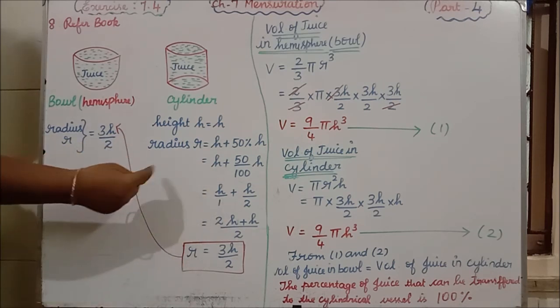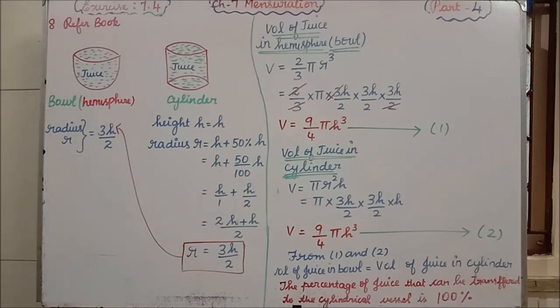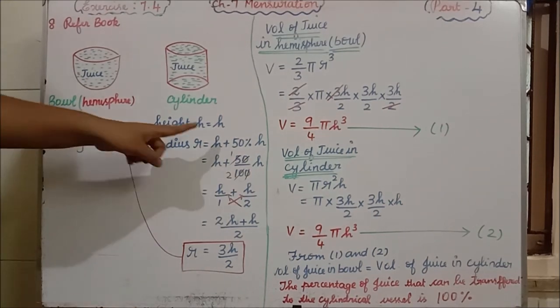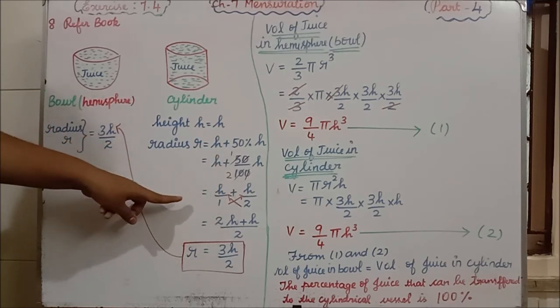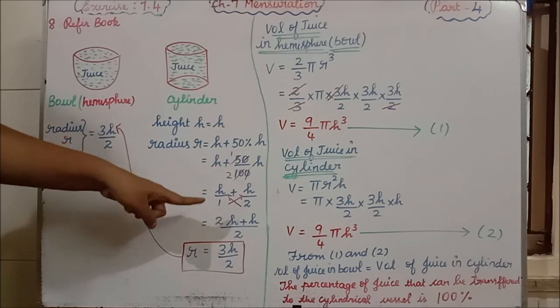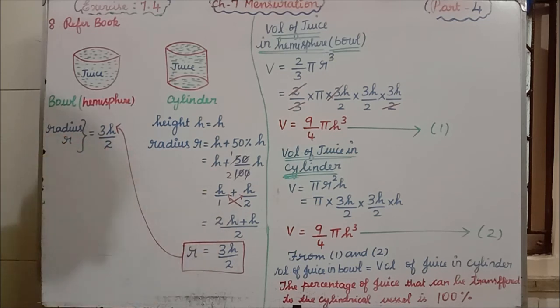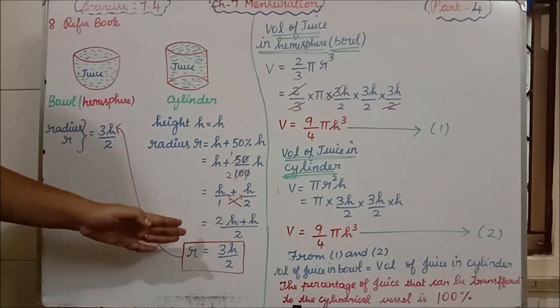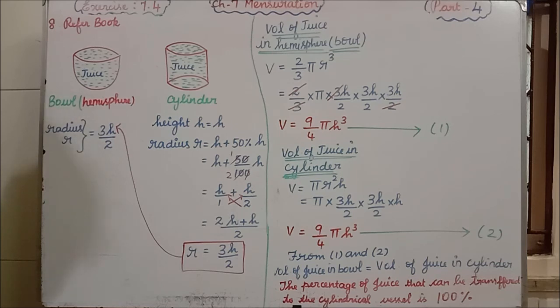Clear? So I am doing the next step, cross multiplication. See, I have cancelled and got 1 by 2, so h by 2, and here h by 1. I am doing the cross multiply. H into 2 is 2h, 1 into h is h, divided by 1 into 2, which is 2. So 2h plus h is what? 3h by 2.